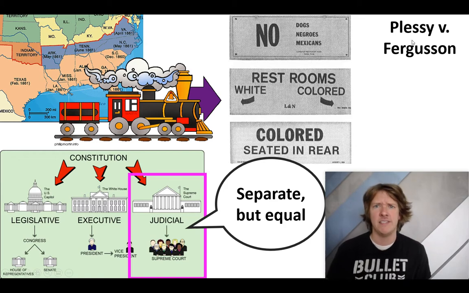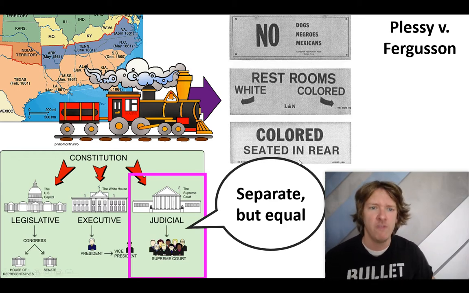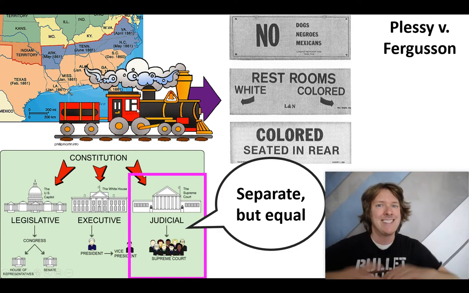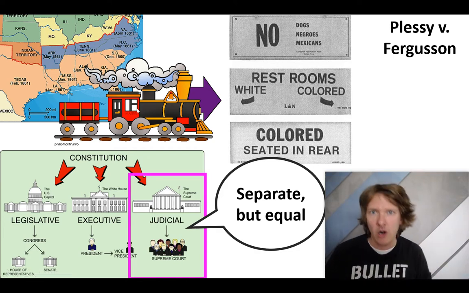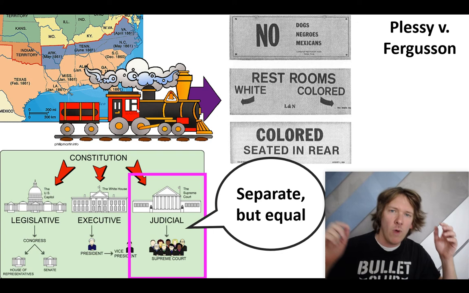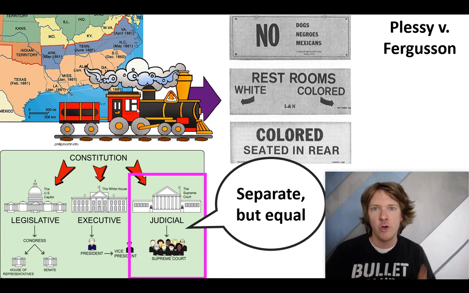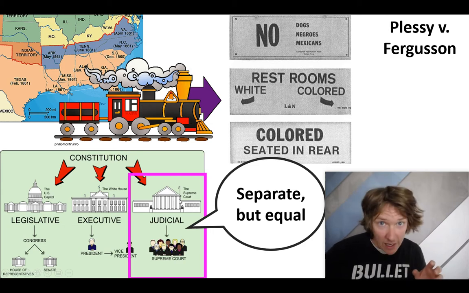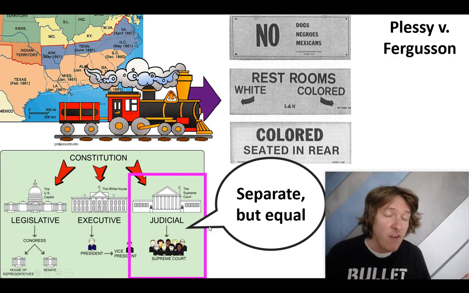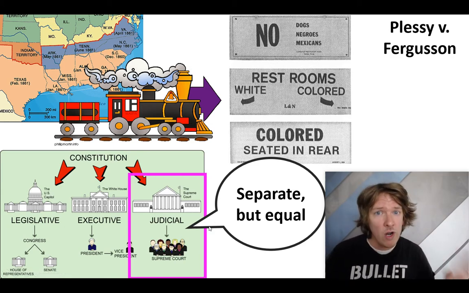The first big case that we study is Plessy versus Ferguson. The railroad car is segregated. There is a black male car, a white man car, a white woman car. So there are all these separate railroad cars for all the different groups of people. And the Supreme Court will say, that's fine. You can keep doing that. We don't have any problem.